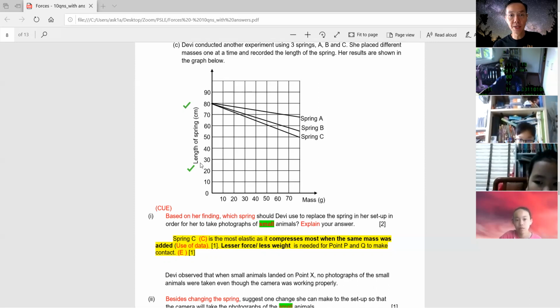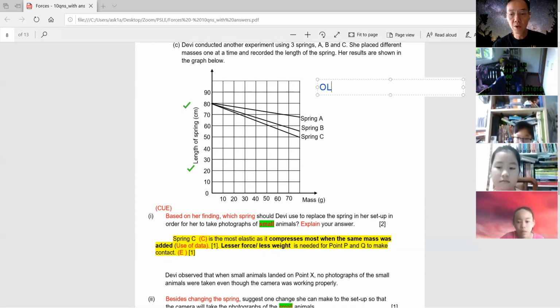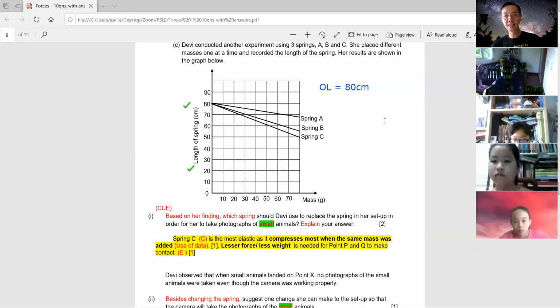So length of spring. Joven, are all the springs the same length? Yes, almost. What is the original length? Not 80 gram, you gave the wrong unit. Centimeter. Original length. So actually you can put here OL, original length equals 80 cm, quite long, according to this graph.